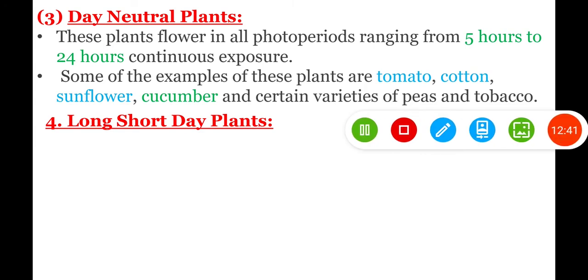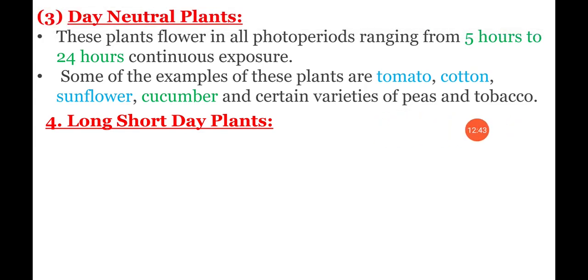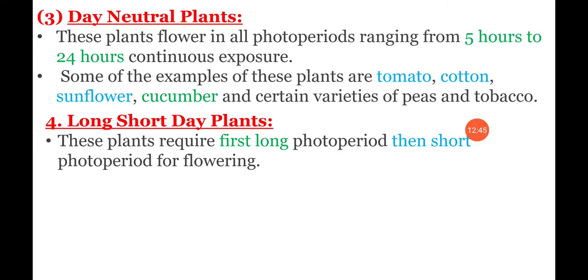Next, fourth category, that is long short day plants. These plants require first long photoperiod, then short photoperiod for flowering. Long short day plants, first they require long photoperiods, then they require short photoperiods, then only flowering takes place in these plants. Example, bryophyllum.